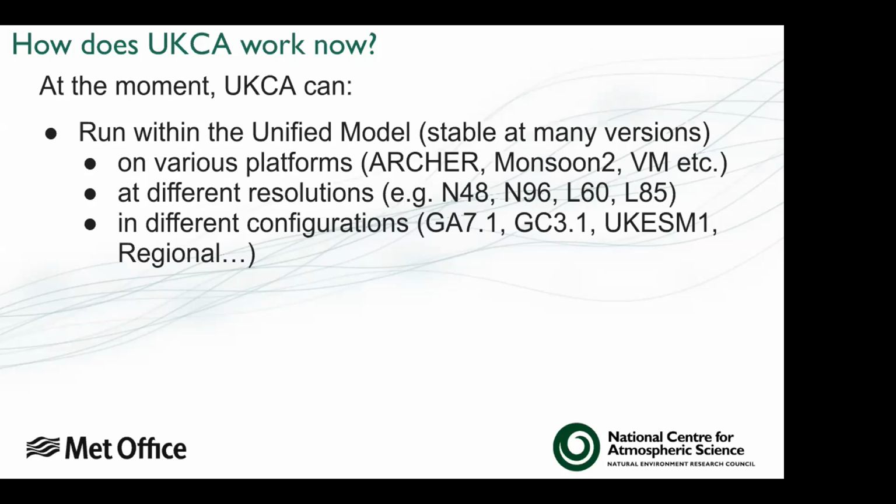It runs on various platforms. It runs on Archer, it runs on Monsoon, it runs on the Met Office machines, it runs in Australia and New Zealand. It runs in a virtual machine, so you can test things out on your desktop at home or in work. It can run at different resolutions, so these are climate type resolutions, N48 and N96. You can run in different configurations, so atmosphere-only configurations, coupled configurations, and regional configurations. And we've heard some really great talks over the past couple of weeks about work done at these different configurations and different resolutions.